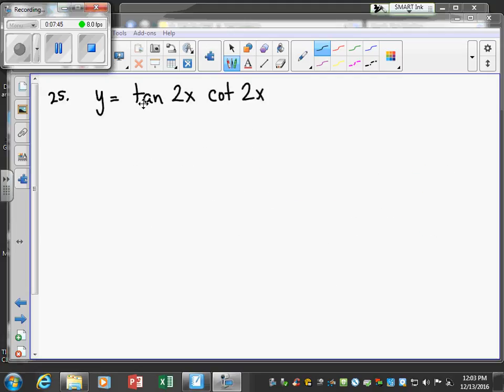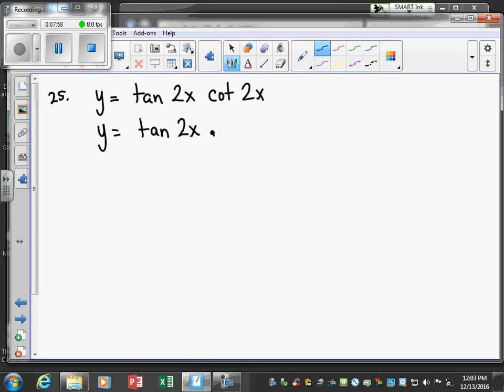Okay, before we start this one, tangent 2x, cotangent 2x, can I do anything with the trig property that might make this a little bit easier? Rewrite cotangent in terms of tangent, what would that be? 1 over tangent of 2x, right?